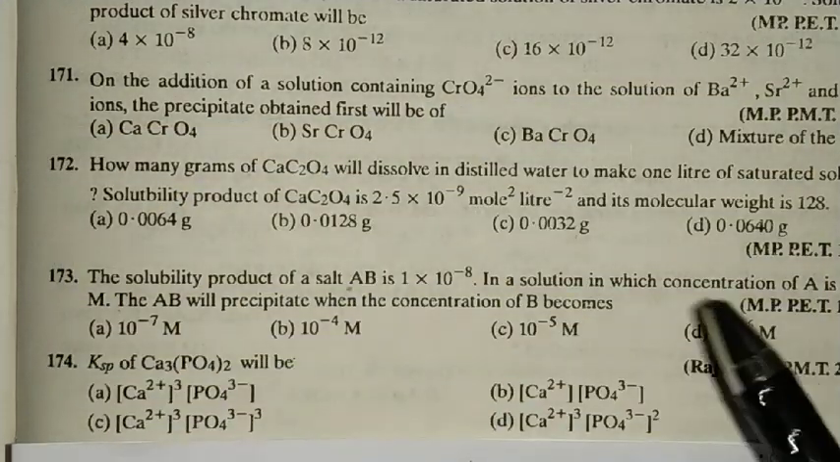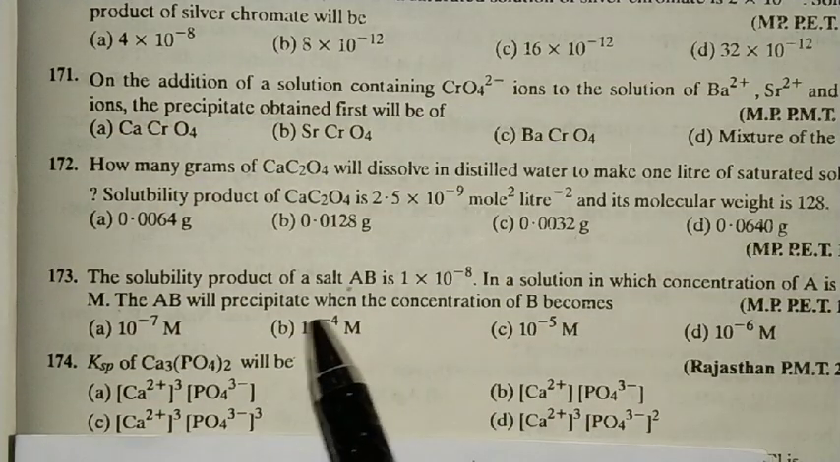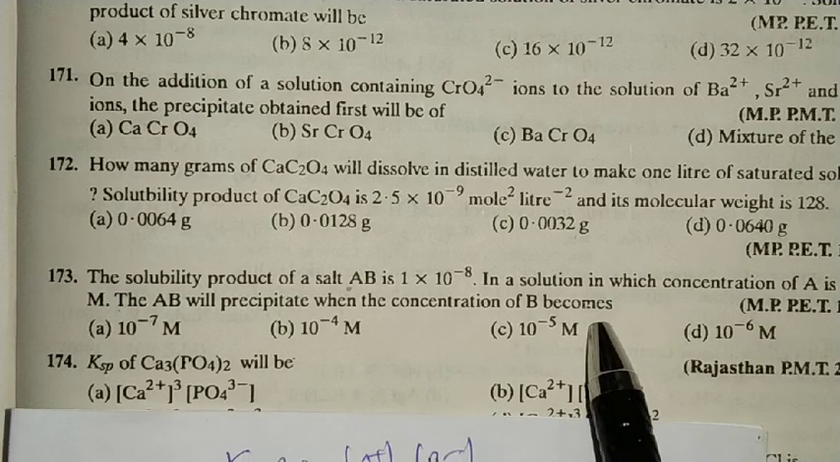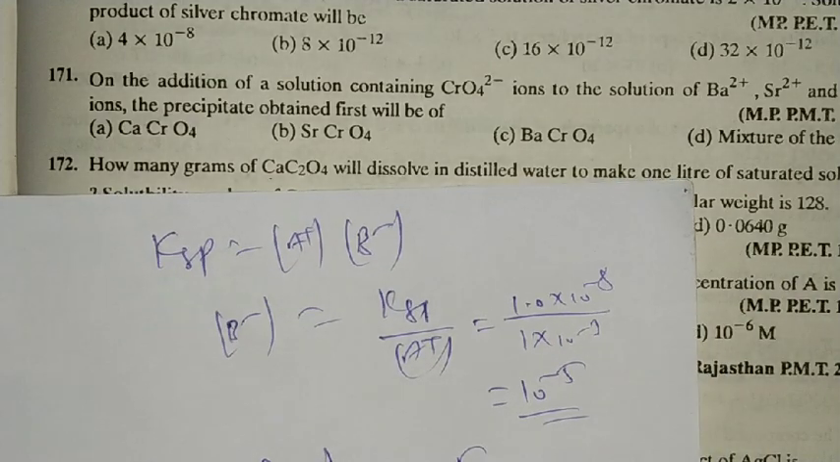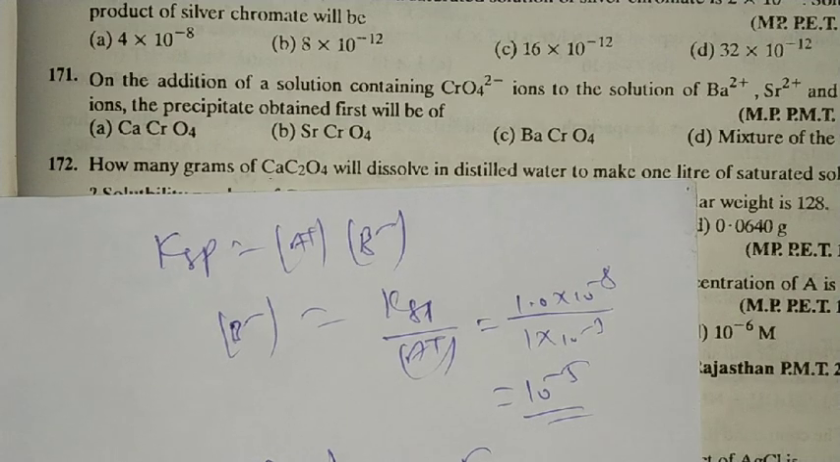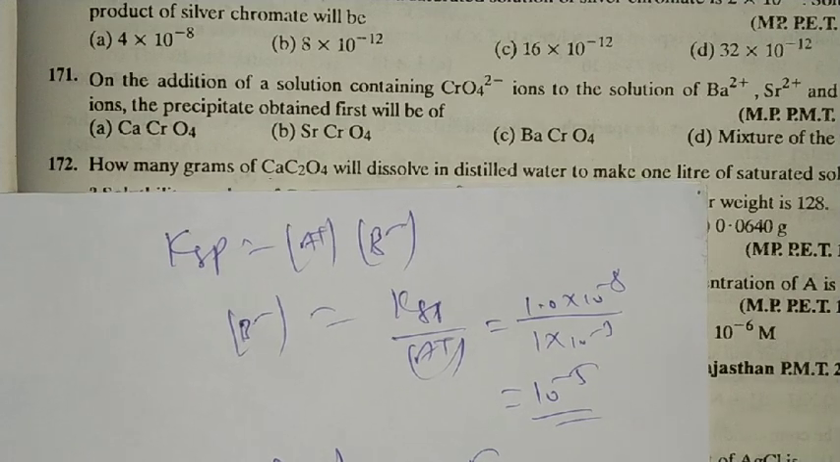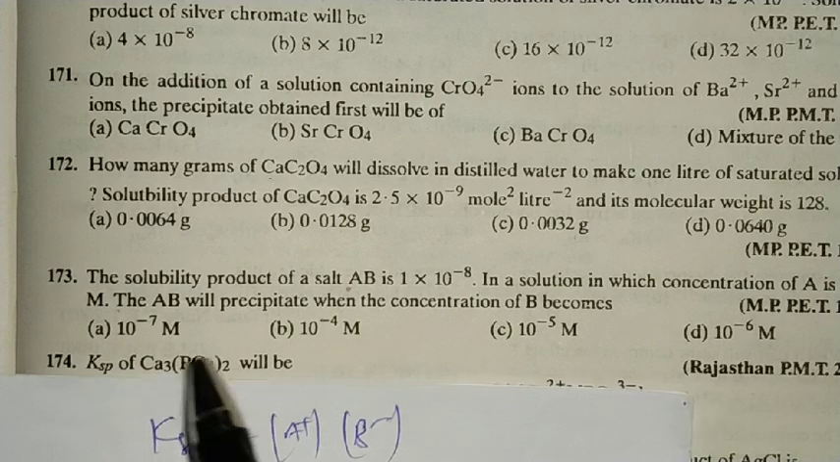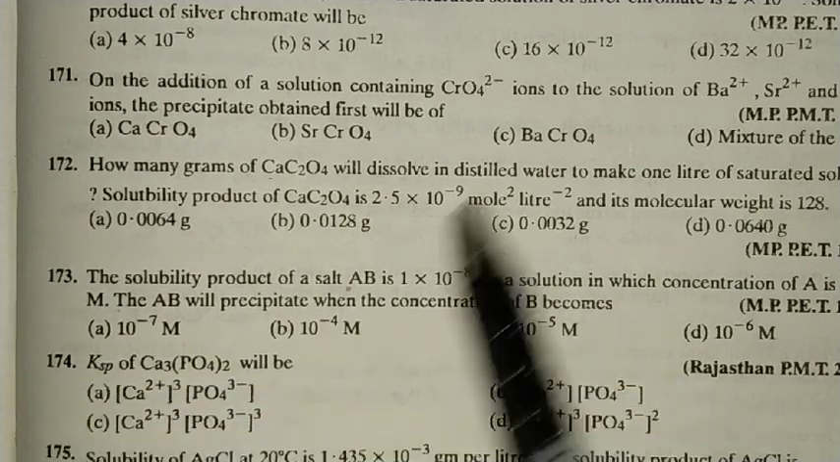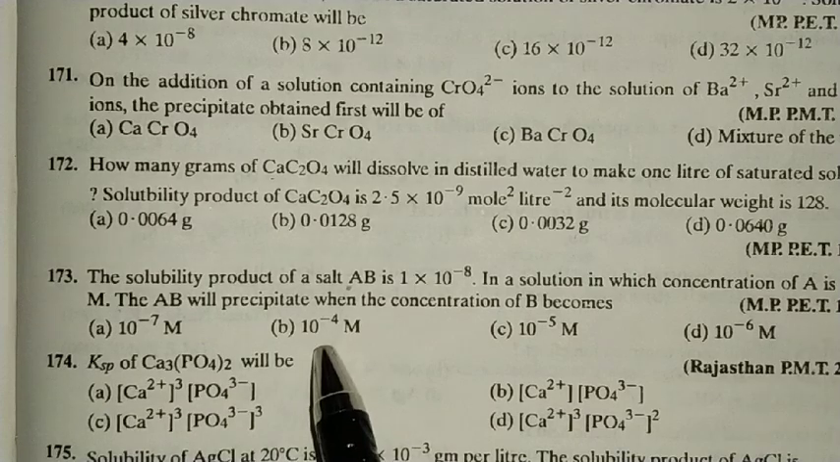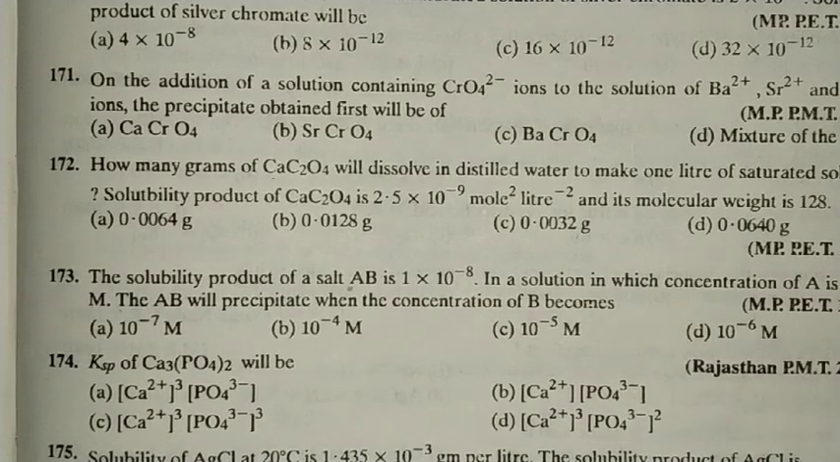So here a small logic is, AB will precipitate when concentration of B becomes. So B value, as per this data, we got 10 power minus 5. Whenever it is more than this value, then only it gets precipitated easily. That is why among all options, which is more than 10 power minus 5, 10 power minus 4. That is why the ultimate option is this one. Is it clear? Right. Look at the next question.